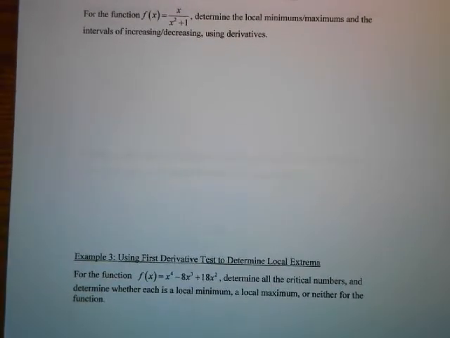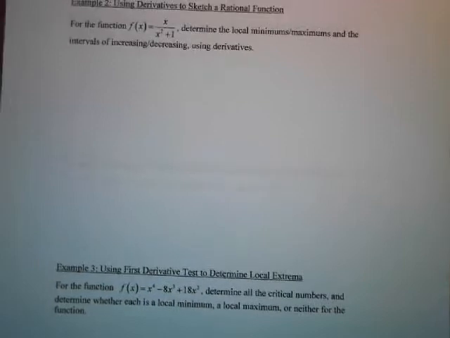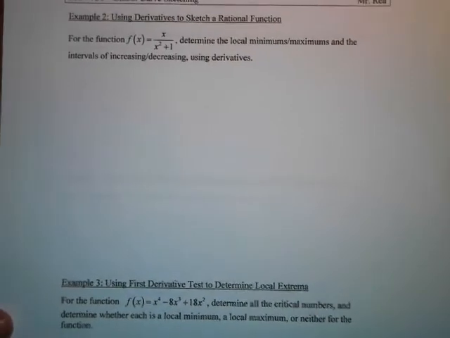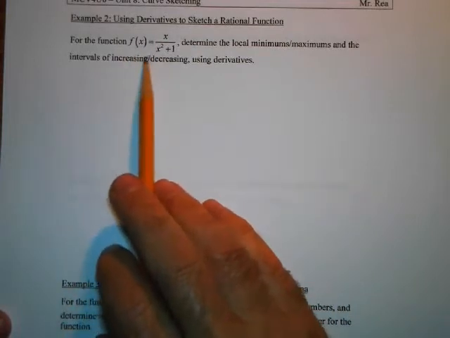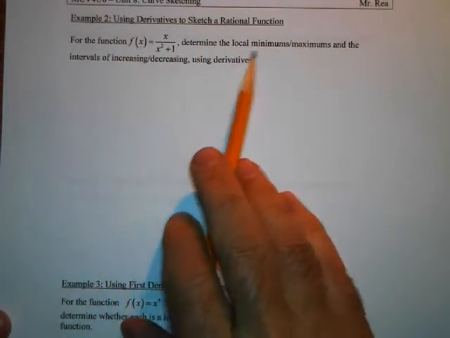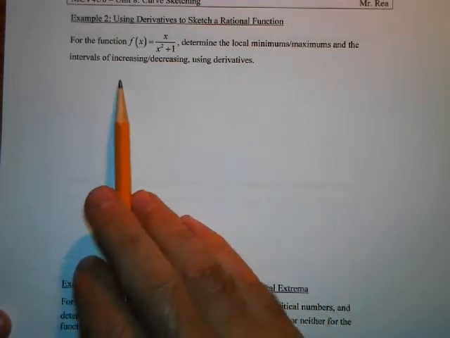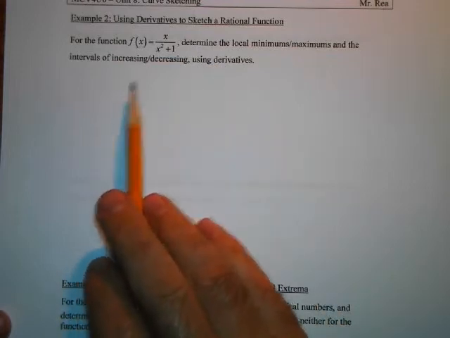All right, so here we do have our rational function. For this function f of x equals x over x squared plus 1, determine the local mins and maxes and the intervals of increasing, decreasing using derivatives.